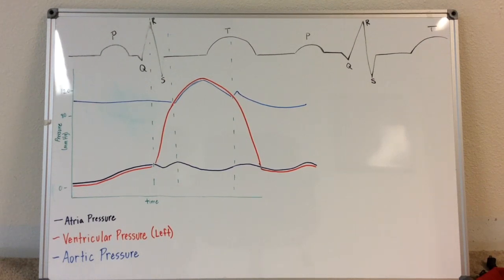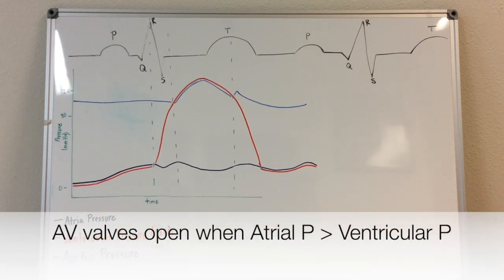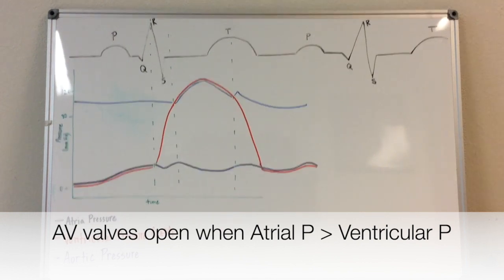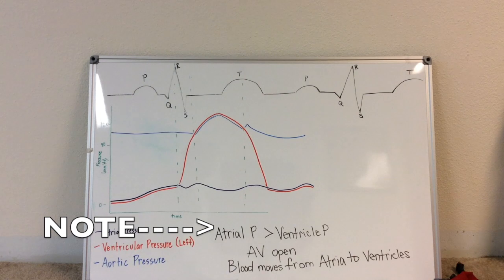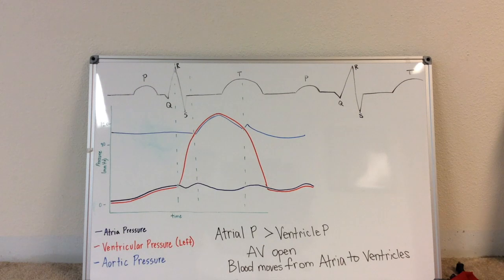Based on the pressure that either the atrium or ventricles are exerting, we can tell which valves are open. Again, we said that valves open based on pressure. So if atrial pressure is greater than ventricle pressure, we are going to see the AV valves open. So the first thing to remember is that anytime atrial pressure is greater than ventricular pressure, the AV valves will open. This allows blood to move from the atrium to the ventricles.